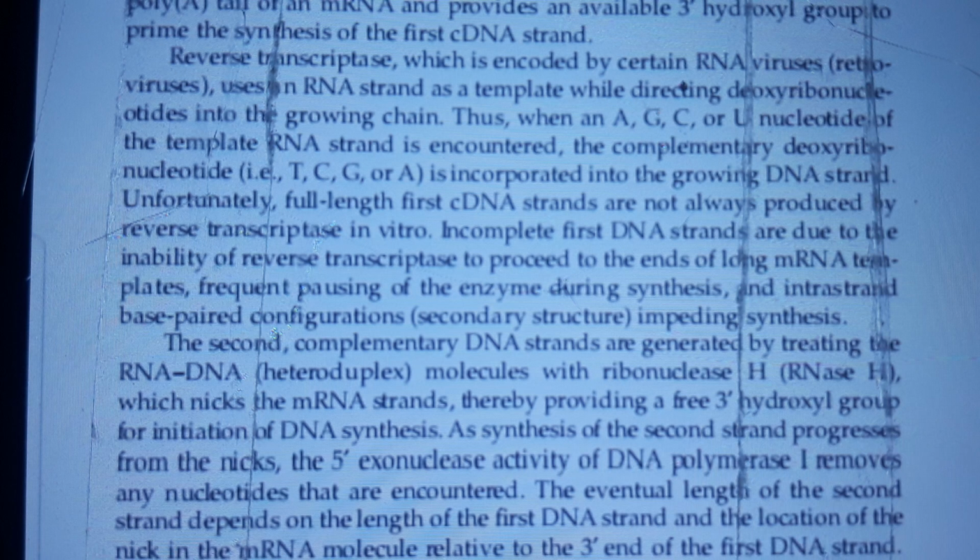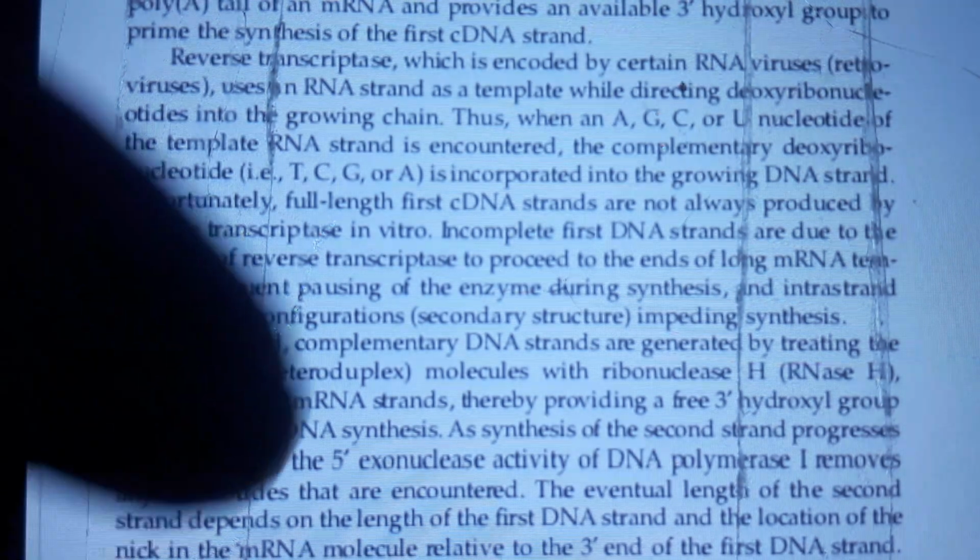Unfortunately, full-length first cDNA strands are not always produced by reverse transcriptase in vitro. Incomplete first DNA strands are due to the inability of reverse transcriptase to proceed to the ends of long mRNA templates, frequent pausing of the enzyme during synthesis, and intrastrand base-paired configurations, secondary structure, impeding synthesis.